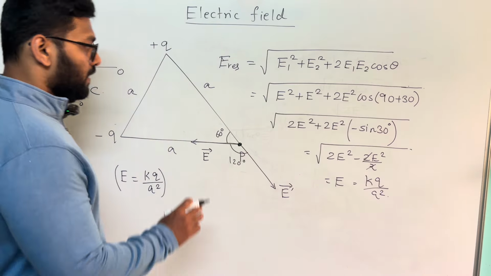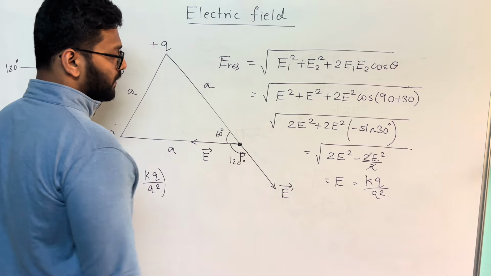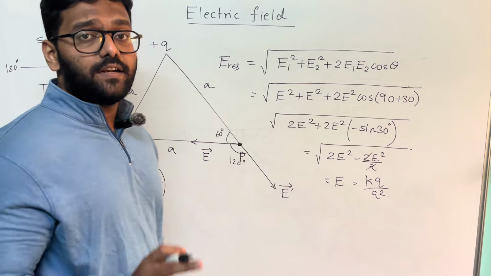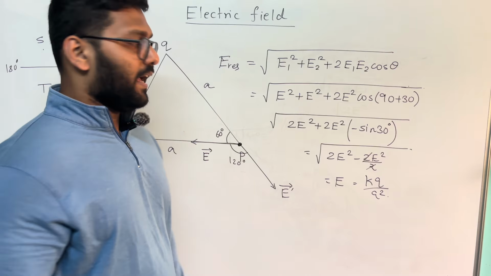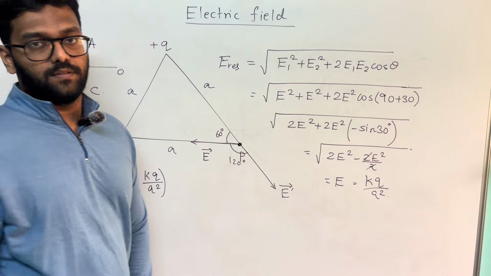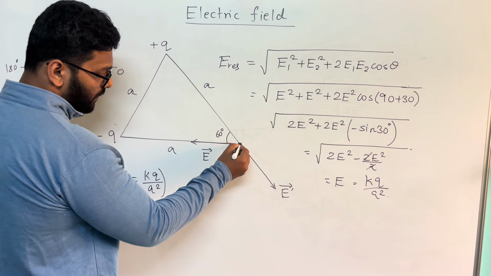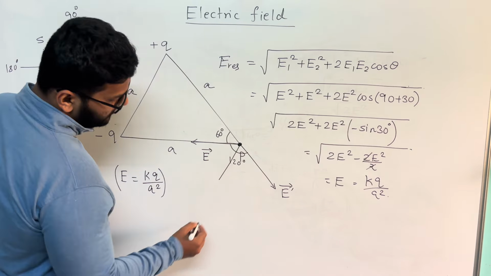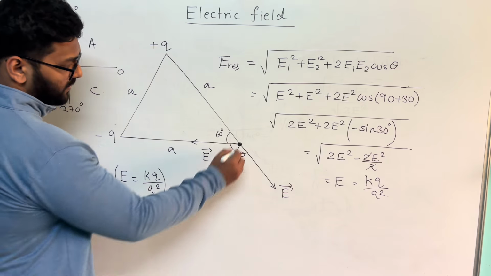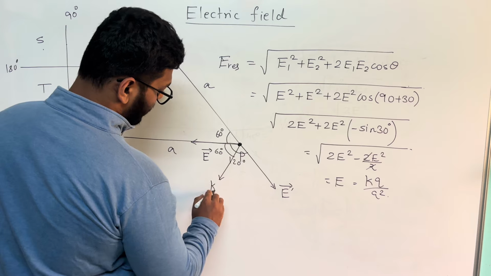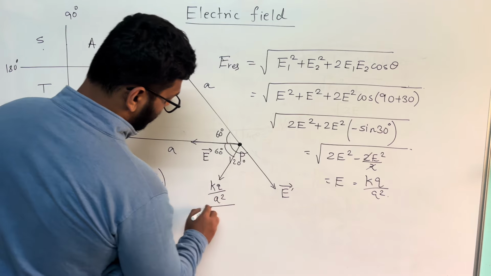Remember one thing, whenever you have two vectors of equal magnitude making an angle of 120 degrees with each other, the resultant will be of the same magnitude as either of these two vectors, right? And the resultant will have an angle of 60 degrees with one of the vectors, right? Correct? So this will be at 60 degrees, and the value of that electric field will be kq by a square, right?